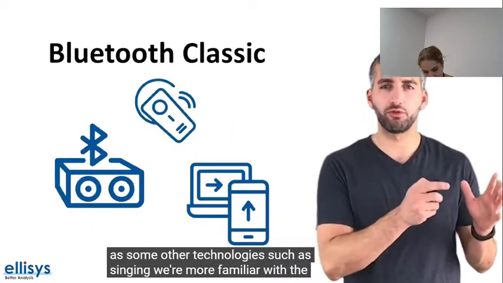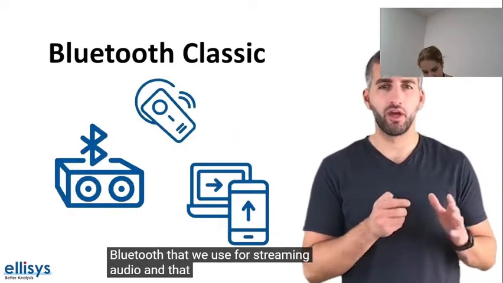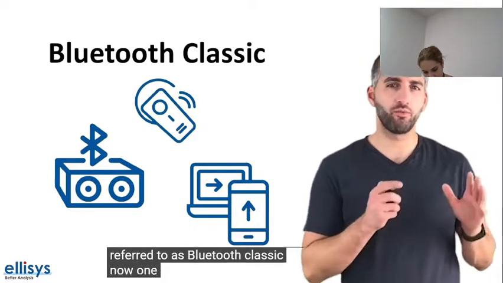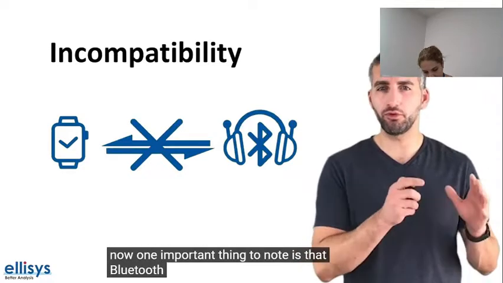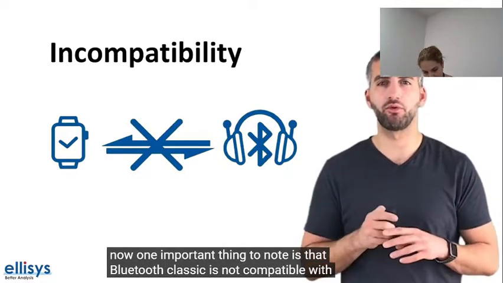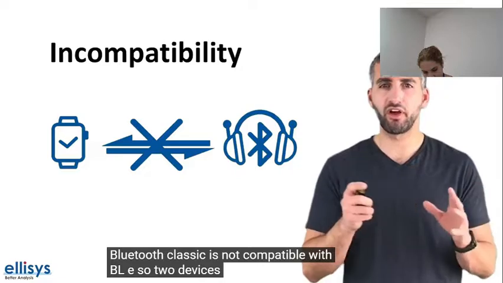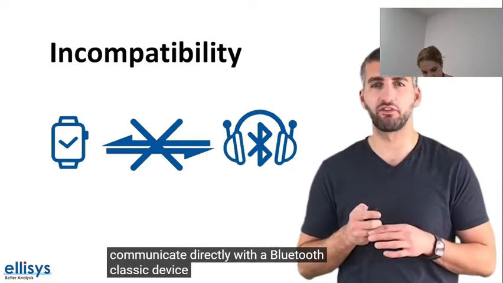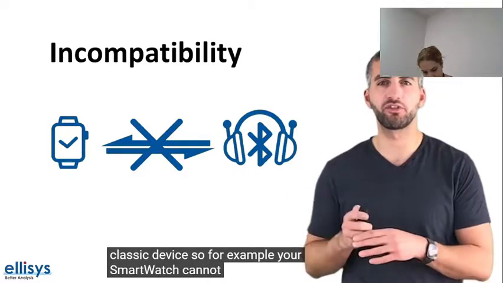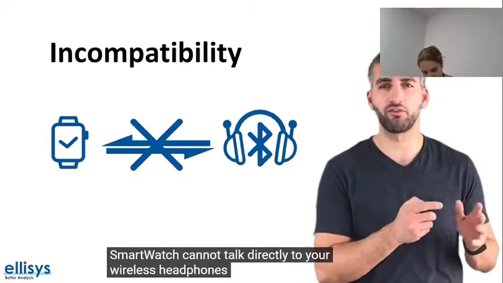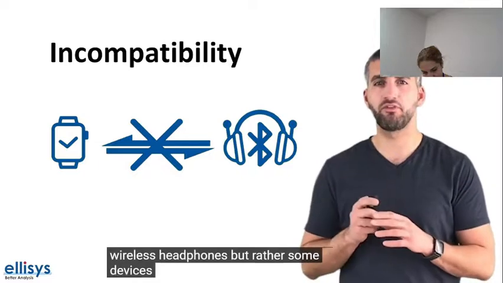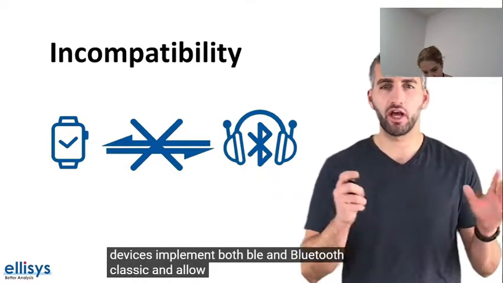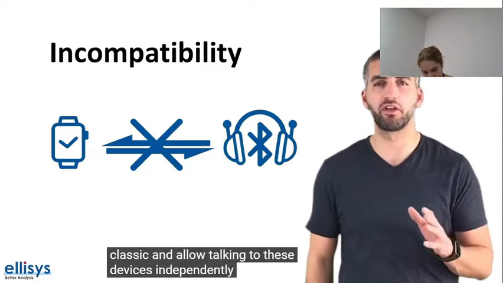We're more familiar with the Bluetooth that we use for streaming audio, and that kind of Bluetooth is referred to as Bluetooth Classic. Now, one important thing to note is that Bluetooth Classic is not compatible with BLE. So a BLE device cannot communicate directly with a Bluetooth Classic device. So, for example, your smartwatch cannot talk directly to your wireless headphones, but rather some devices implement both BLE and Bluetooth Classic and allow talking to these devices independently.